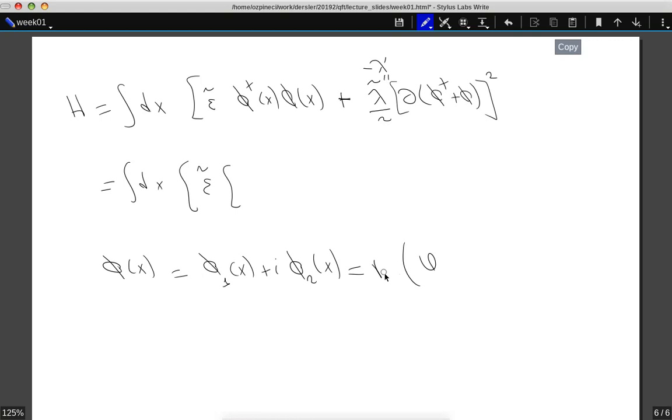And which is square root of 2, 1 over square root of 2 phi 1 plus I phi 2.